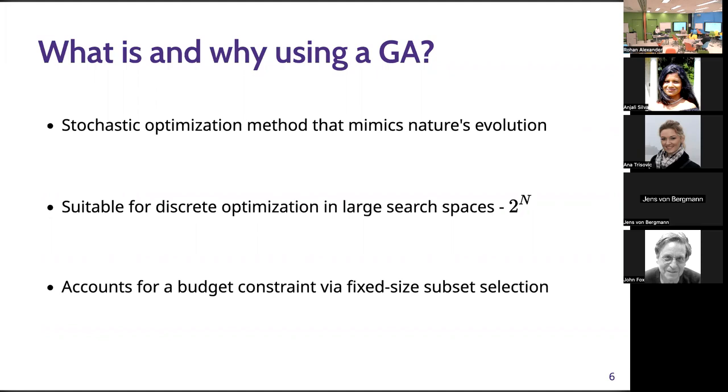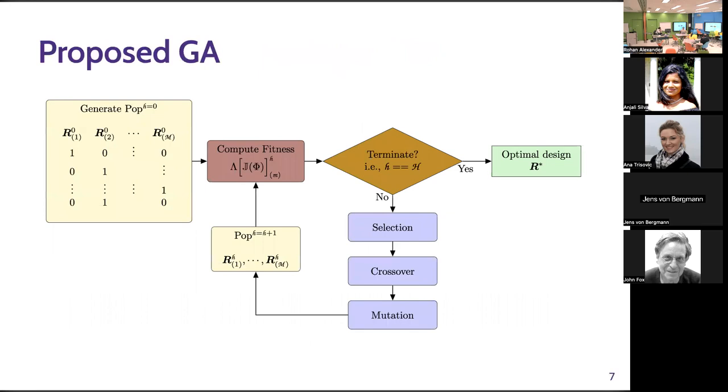And another nice thing is that it accounts for this budget constraint, which in this case is N, assuming that you have a big fixed budget. You need to account for that potential subset as that budget constraint. So, this is the proposed genetic algorithm.